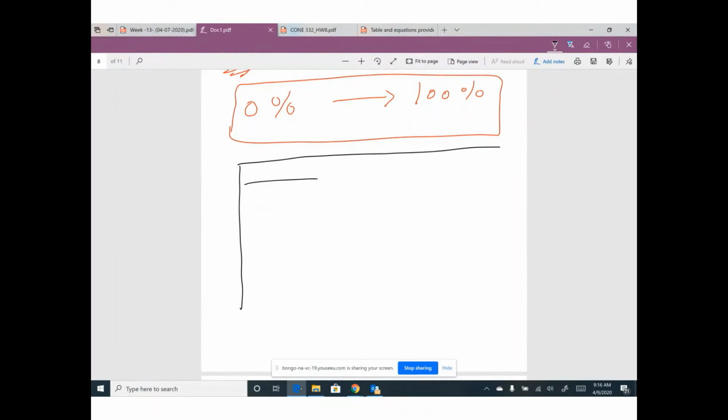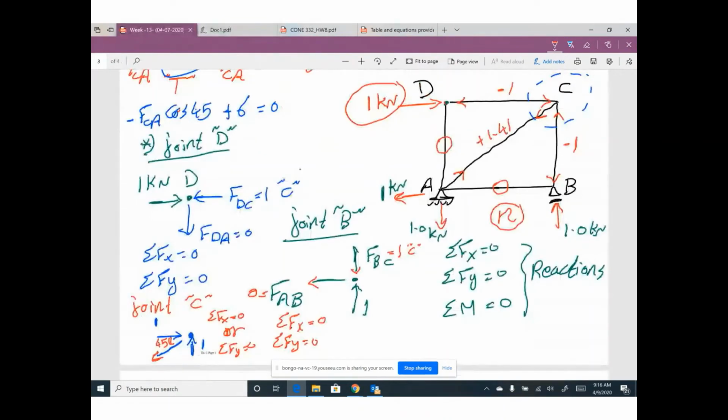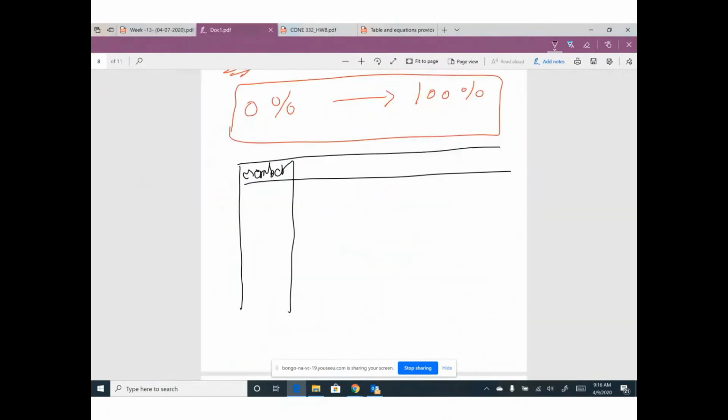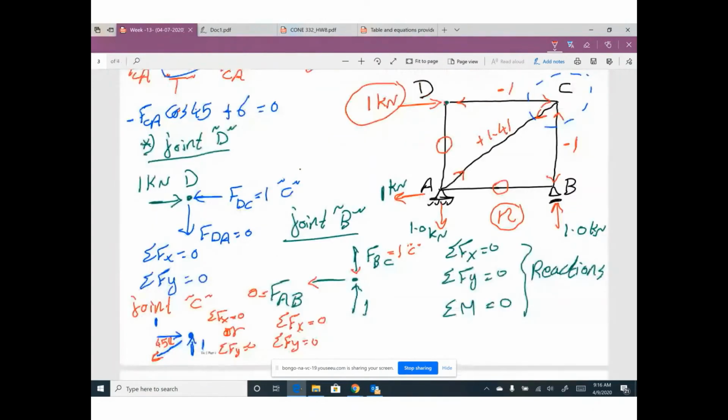First column in this table, members. Go ahead and put your members: AB, BC, CD, DA, AC. We have 5 members. Yes, 1, 2, 3, 4, 5.